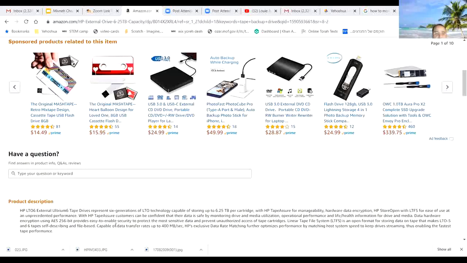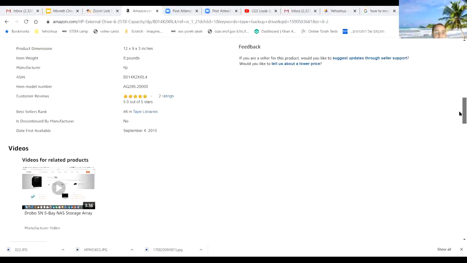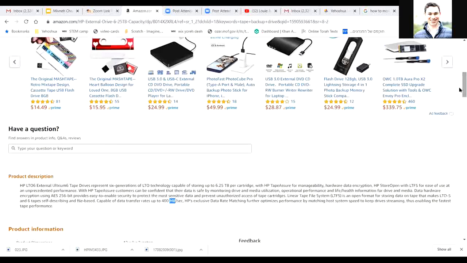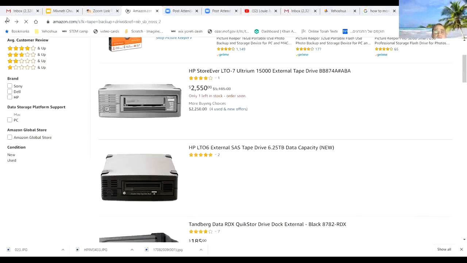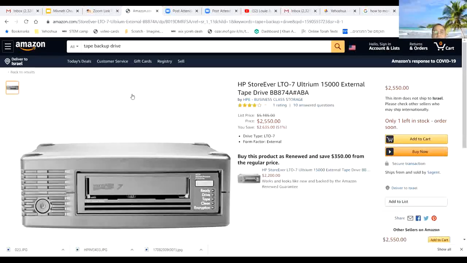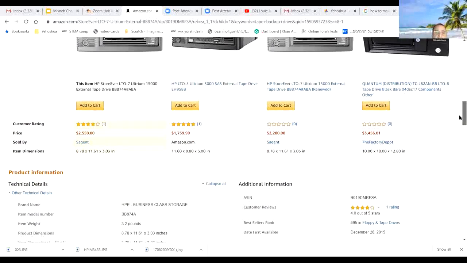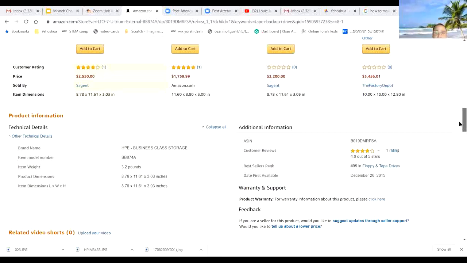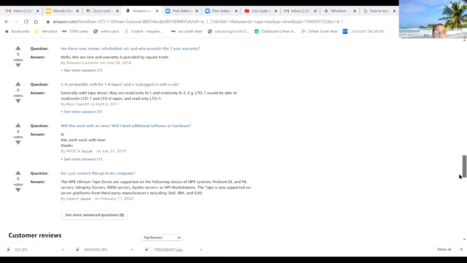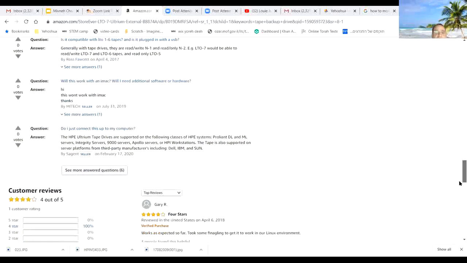400 megabytes a second. Capable of data transfer rates up to 400 mega. Well, is that megabytes or megabits? It might be megabits. People nowadays refer to things as megabits. When you talk about network capacity, you always refer to it in bits, because in networks there's no concept of a byte. It could be bytes. It doesn't really matter.